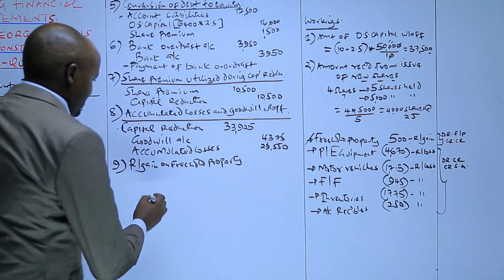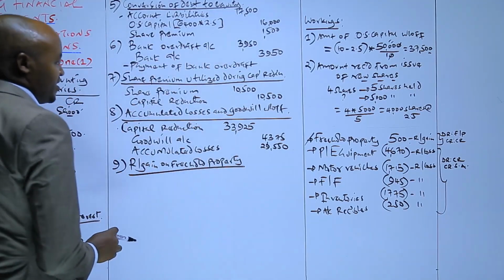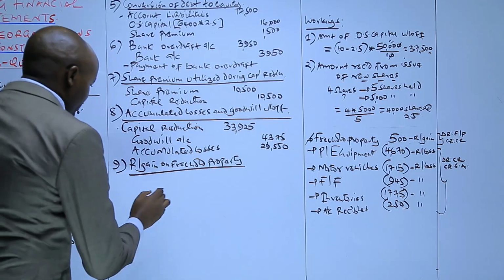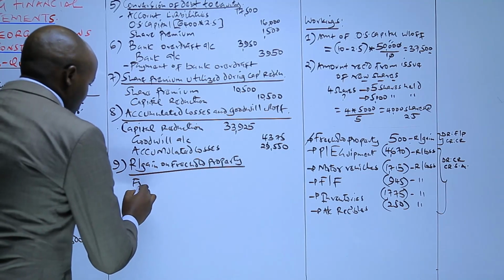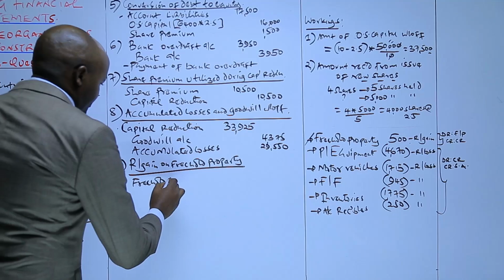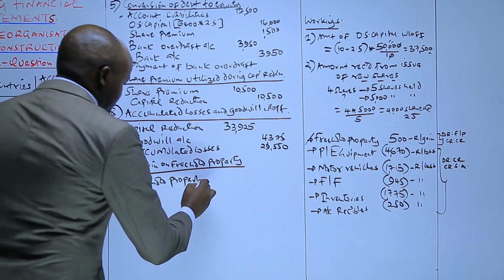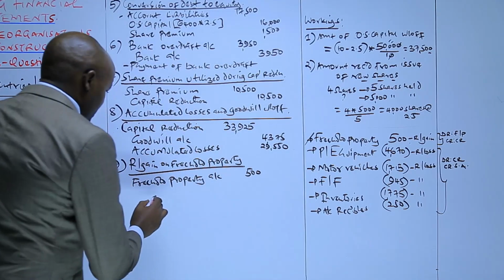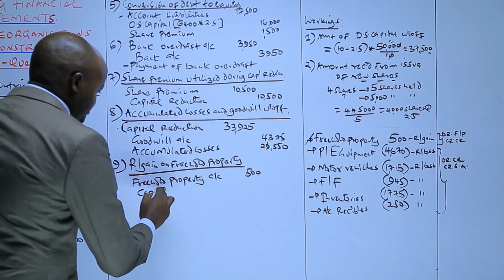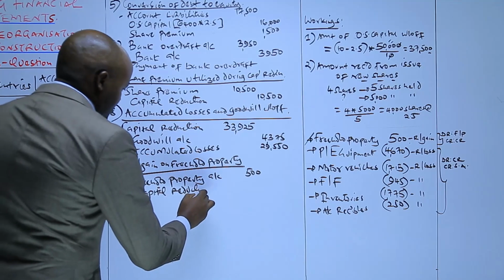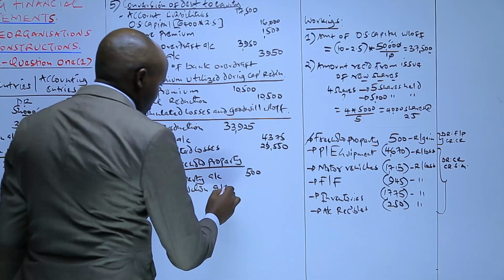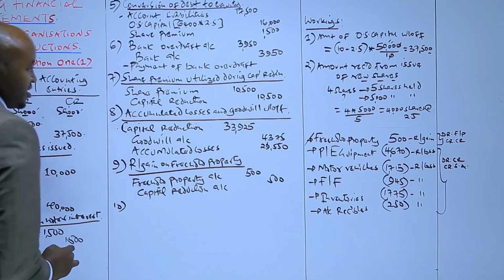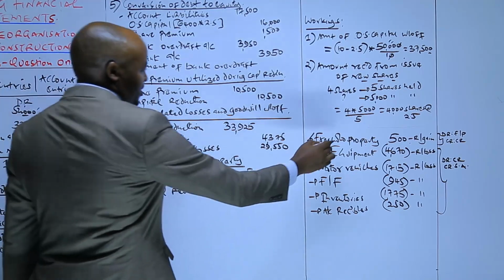Freehold property, which you have said is a figure of 500. So we account for that by debiting the freehold property account with a figure of 500. We credit the capital reduction account with the same figure. We have accounted for the gain, and then the other accounting entry, we account for these losses.